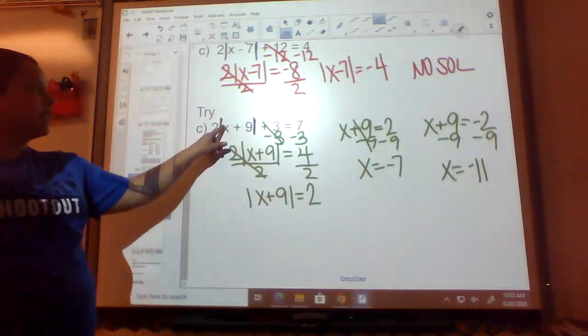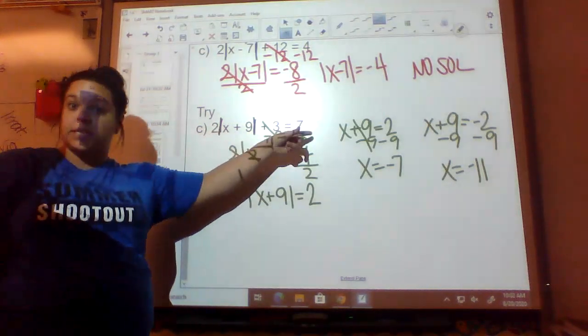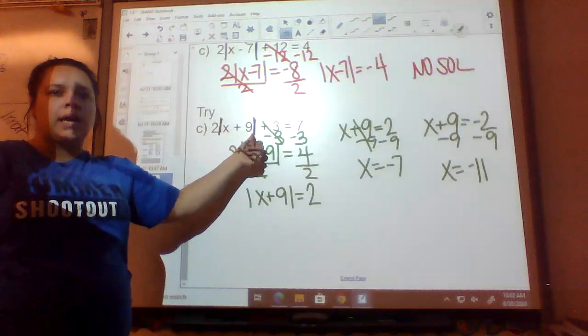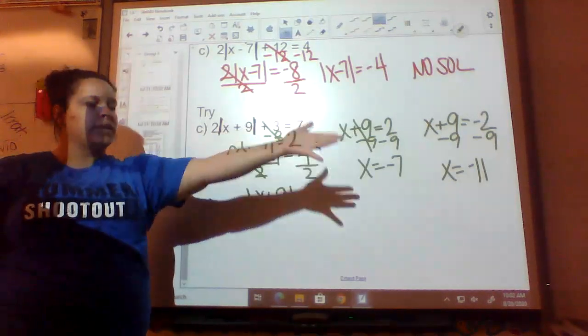And then you can check these. Negative 7 plus 9 is 2. Absolute value of 2 is 2. 2 times 2 is 4. 4 plus 3 is 7. Negative 11 plus 9 is negative 2. Absolute value of negative 2 is positive 2. 2 times 2 is 4. 4 plus 3 is 7.